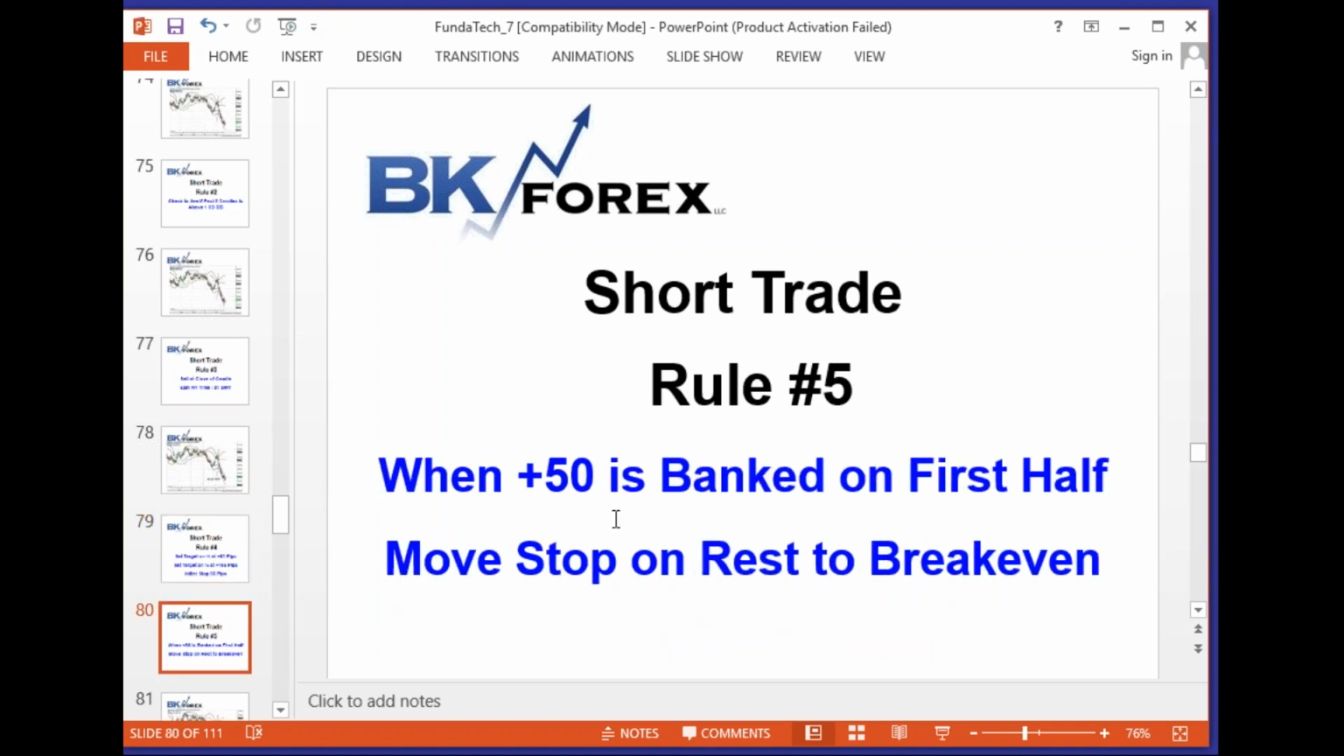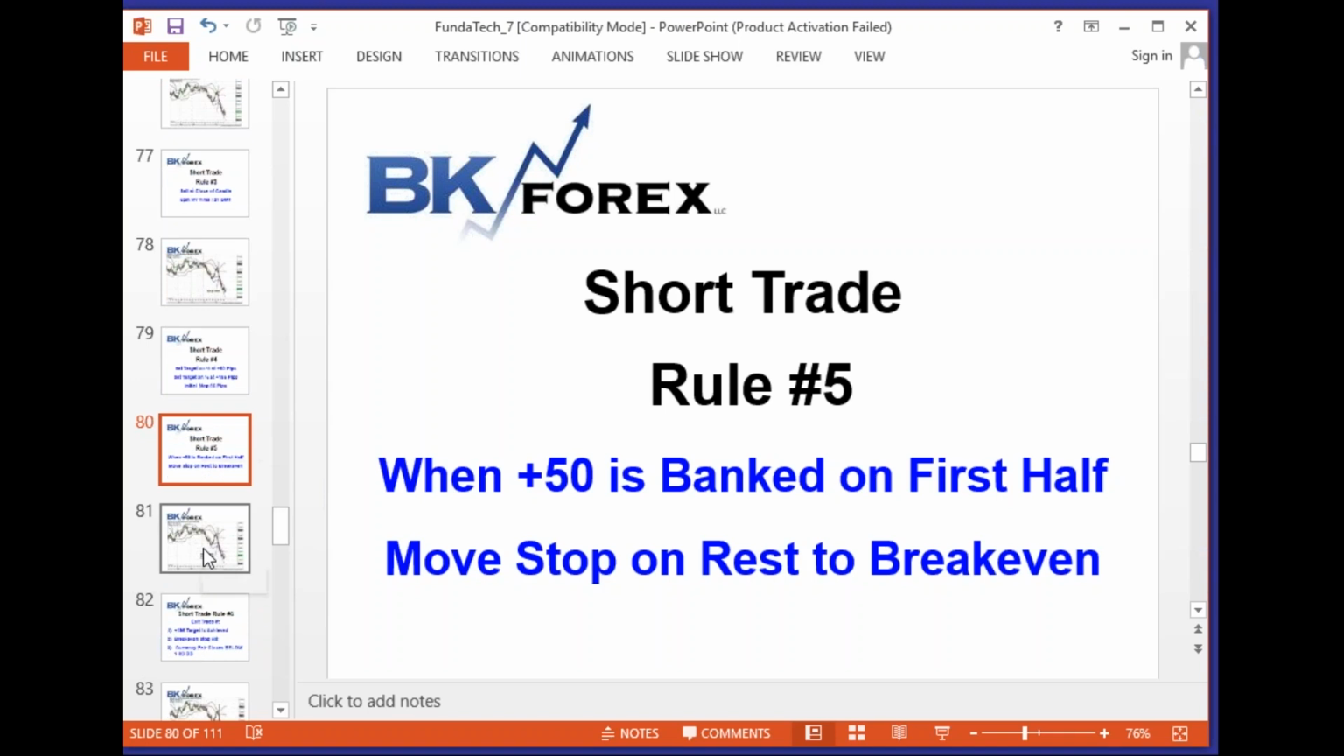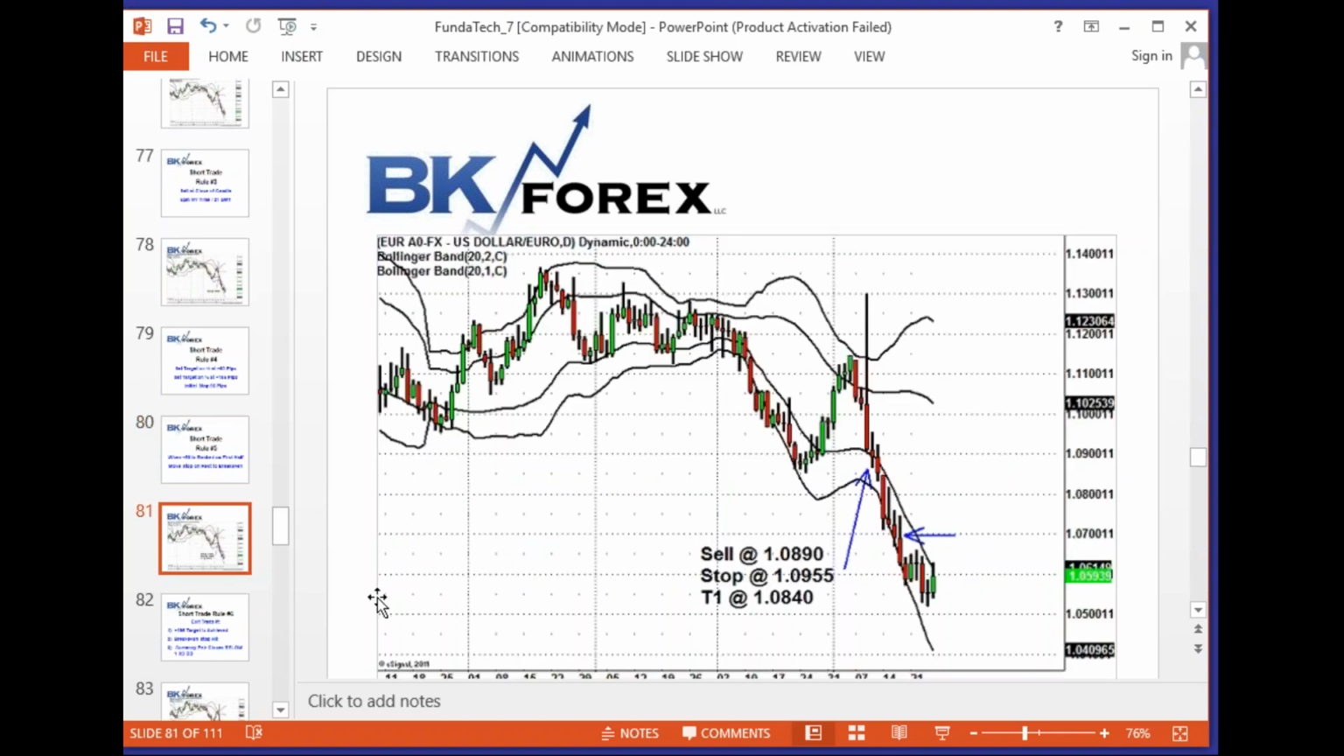For the short trade, when the first 50 pips is banked, you move your stop on the rest to break even. It's actually what we do with all of our strategies. We move our stop to break even, and then see if it continues to move in our favor. So here we sold at 1.0890, stop is 65 pips at 1.0955. First target is 108.40, 50 pips. And then you exit.